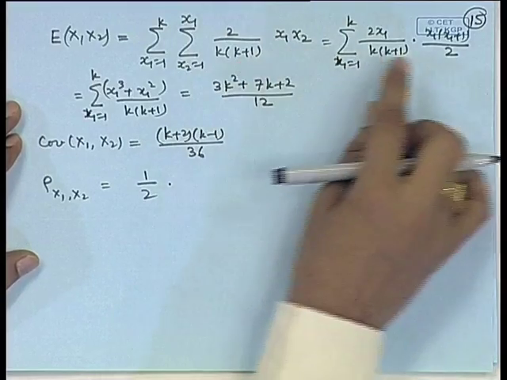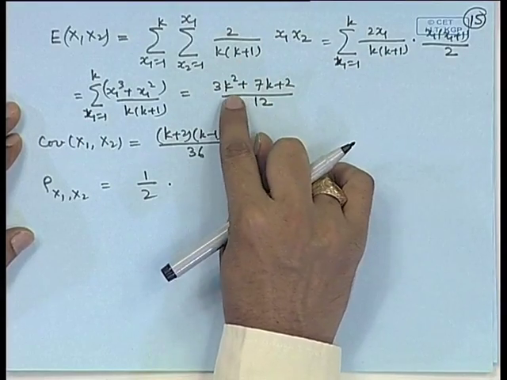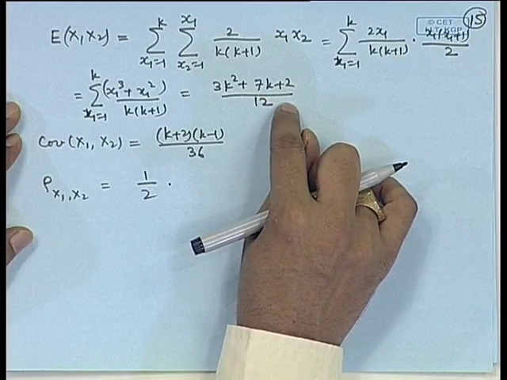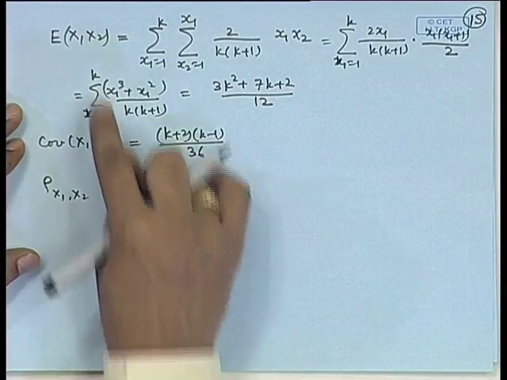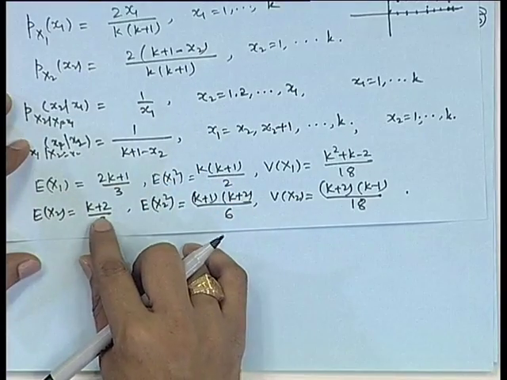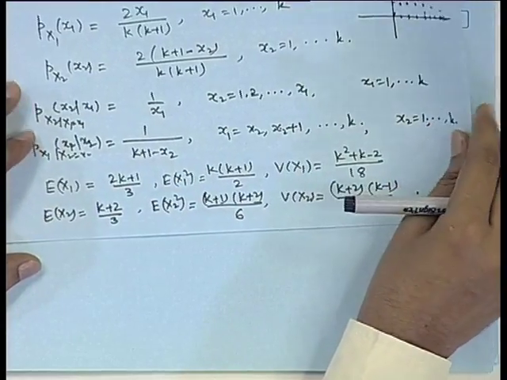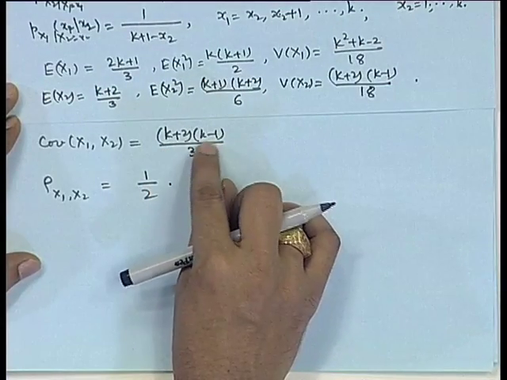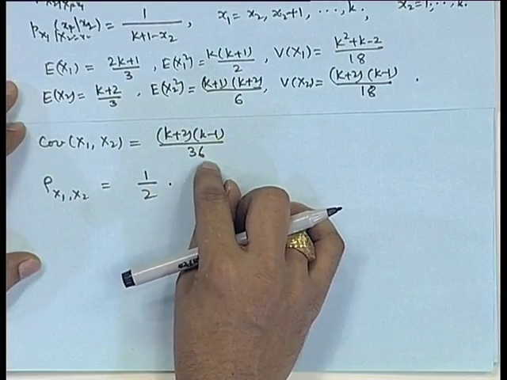and after certain simplification it turns out to be 3 k square plus 7 k plus 2 by 12. So, covariance of x 1 x 2, that is expectation of x 1 x 2 minus expectation of x 1 into expectation of x 2. After simplification this quantity turns out to be k plus 2 into k minus 1 by 36.